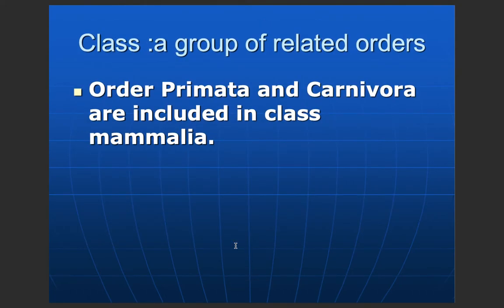Now come to the next higher level of taxonomical category, known as class, which is a group of related orders. Orders Primata and Carnivora are included in the class Mammalia. This is an example to understand this taxonomical category as class.